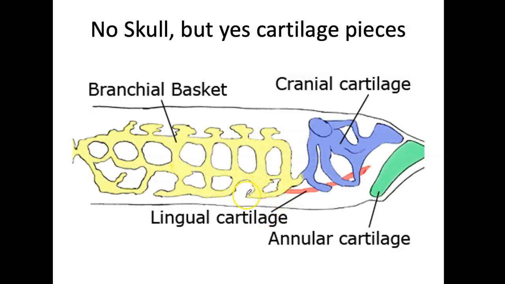I want to show you, it has these pieces of cartilage, cranial cartilage. The head would be over here. And so it's kind of the beginning of a skull. But that's it. It's not going to extend back to the back end of the body. No bone there. This is just cartilage around the head.